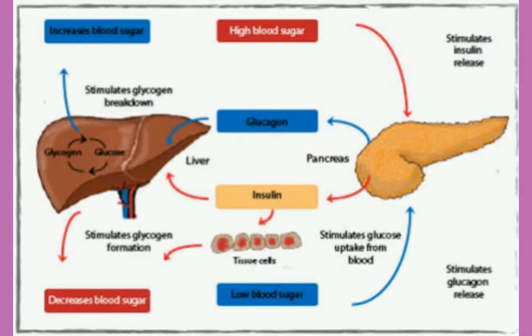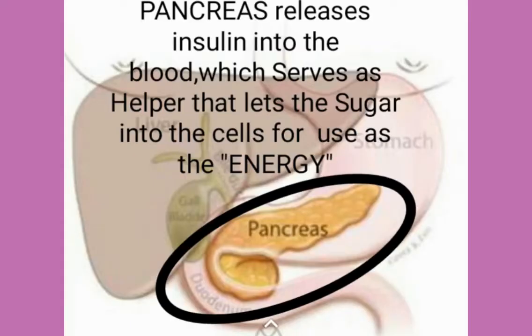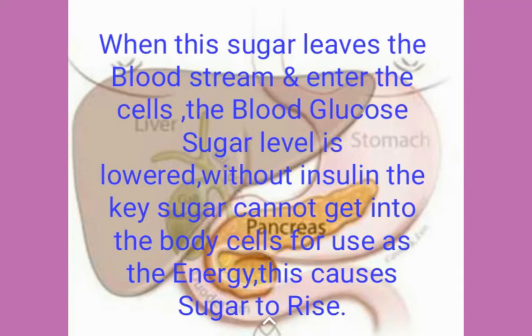Now this sugar is not able to go into the cells by itself. So the pancreas releases insulin into the blood, which serves as the helper that lets the sugar into the cells for use as energy. When this sugar leaves the bloodstream and enters the cells, the blood glucose level is lowered. Without insulin, the sugar cannot get into the body cells for use as energy. This causes blood sugar to rise.